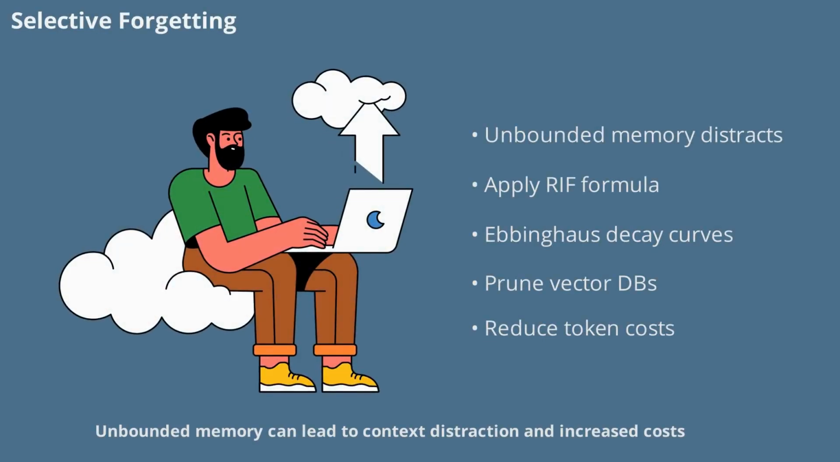Unbounded memory can lead to context distraction and increased costs. To address this, apply the RIF formula, recency, relevance, frequency, using Ebbinghaus decay curves. This approach aggressively prunes vector databases, reducing token costs and keeping the agent focused on the most relevant information.